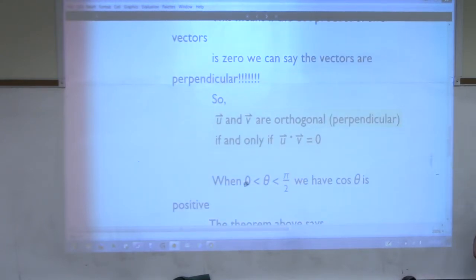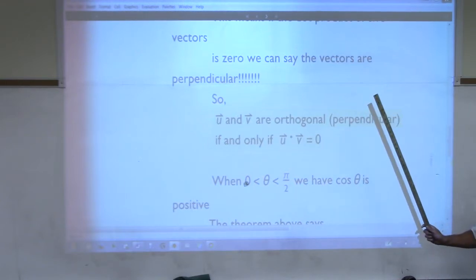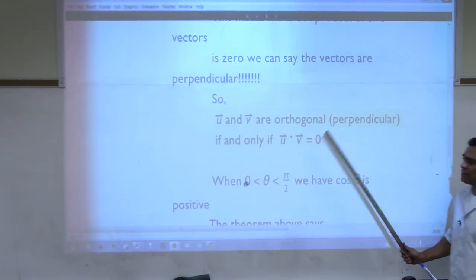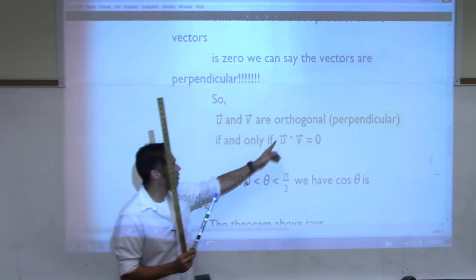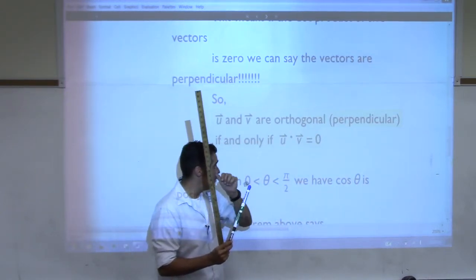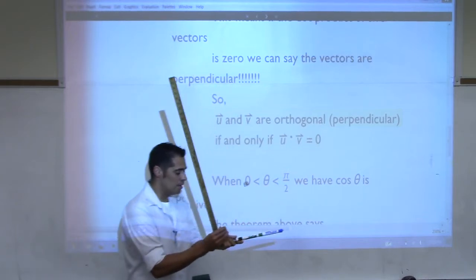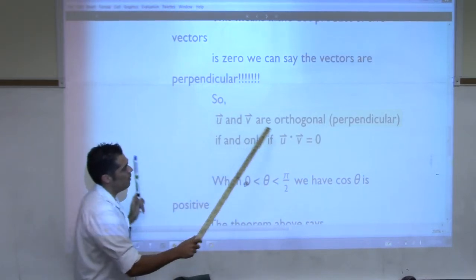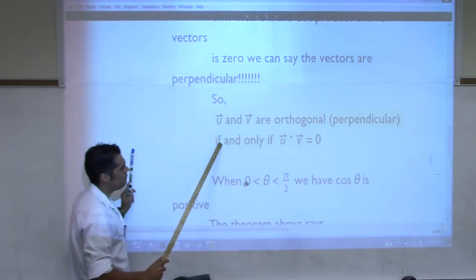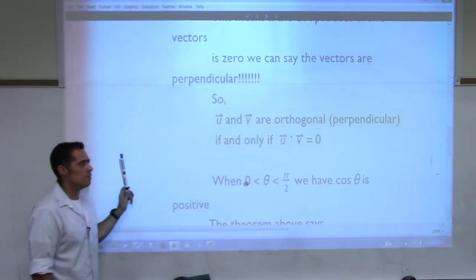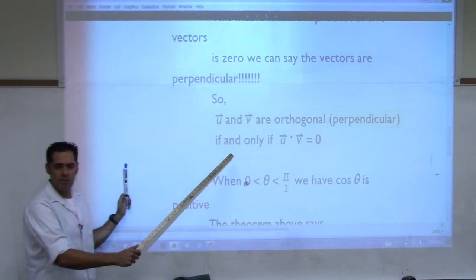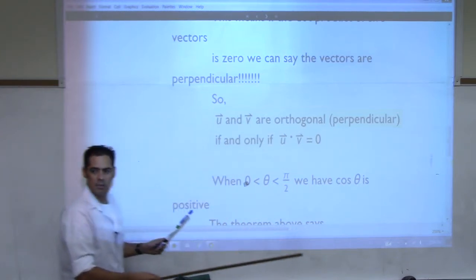U and v, two vectors. This is the main result, okay? Two vectors, u and v, are perpendicular to each other, or orthogonal is the other word we use to describe perpendicular. Two vectors are orthogonal if and only if their dot product is 0. Now, do you all know what if and only if means? Yeah. It's a logic statement.